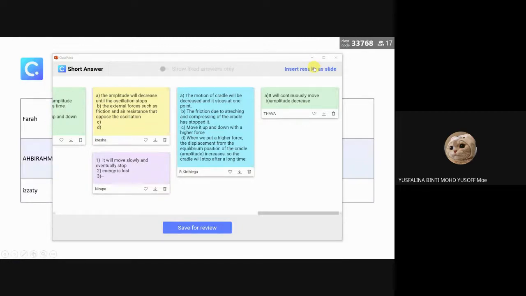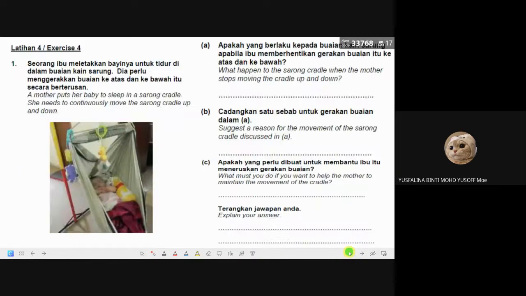Okay, so let's discuss the answer. Before that, we discuss the question first. Here it said what happened to the sarong cradle when the mother stops moving the cradle up and down. Of course the amplitude will decrease, and after some time it will stop.